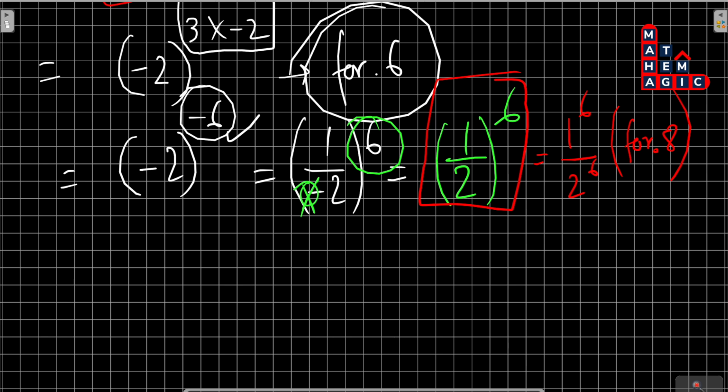So now if you solve this, 1 to the power 6 will be 1, and this is 2 to the power 6, and 2 to the power 6 is 64. Alright, so it's 1 by 64.